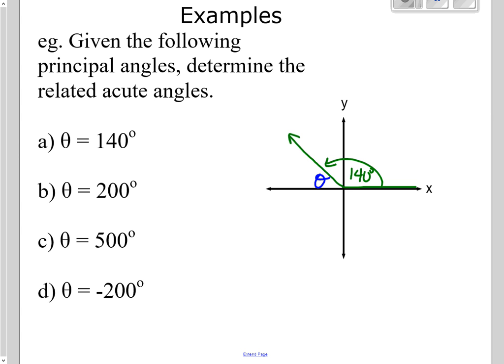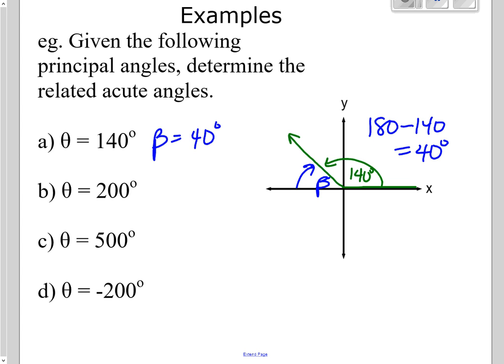My related acute angle is the angle down here that is made from the negative x-axis. And I know if I had gone all the way around to the negative x-axis, I would have gone 180 degrees. So this little piece in here must be 180 minus that 140, which must be 40 degrees. Maybe I shouldn't use theta again since we've already used theta. So let me use beta. So beta is there, and it would be 40 degrees.